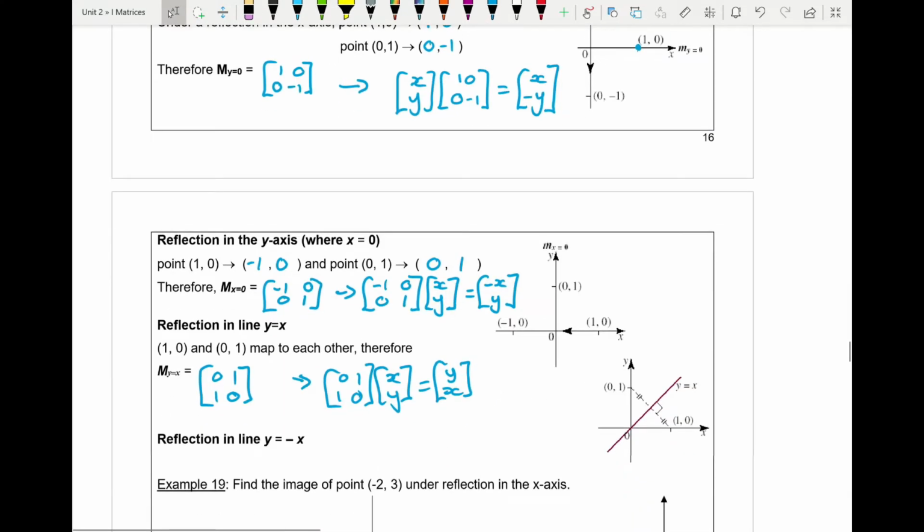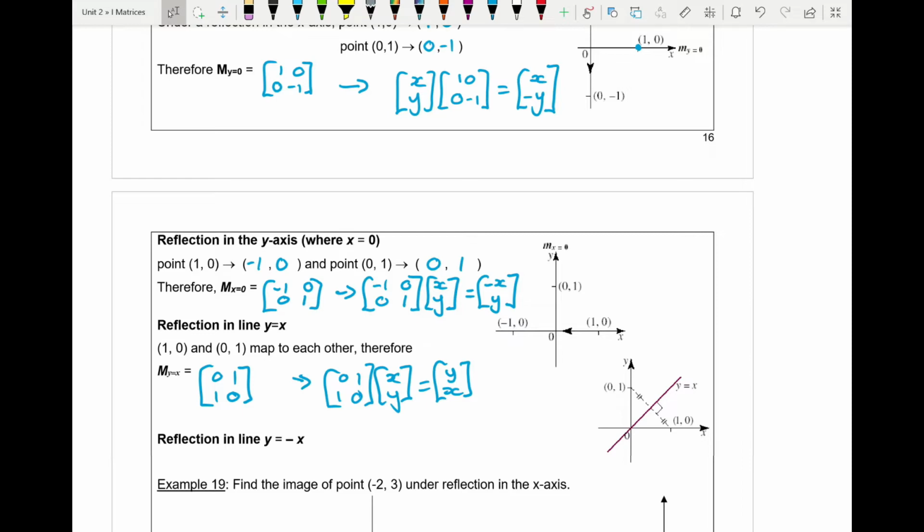The other case is reflection in the y-axis, so that's through the mediator x = 0. Point (1, 0) is now reflected, so that becomes (-1, 0), but the point (0, 1) stays the same. So our matrix is going to be (-1, 0), (0, 1). And you can see if we multiply that through by the point (x, y), we get negative x and positive y.